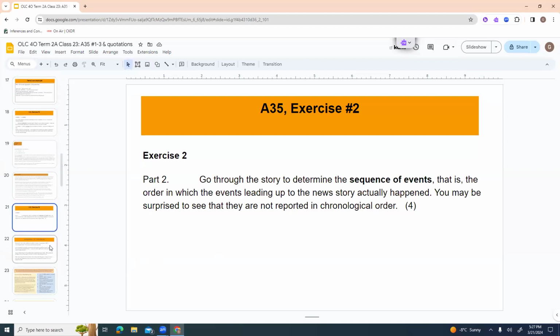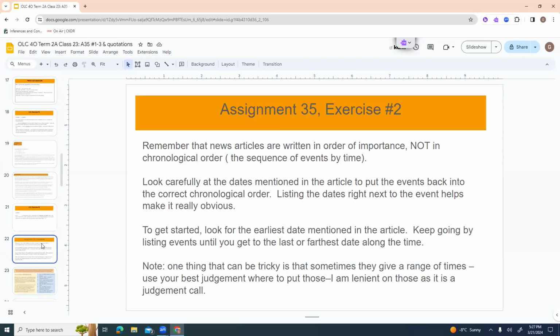Oh, actually, you know what? I got a sample one. The big thing is look at the dates, right? If you follow the dates, it will make sense. We talked about this. Look for the earliest date mentioned in the article. Keep going by listing the different events until you get to the last or the farthest date along the timeline.